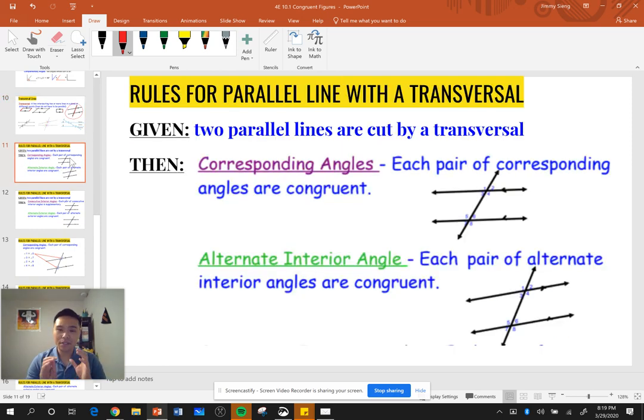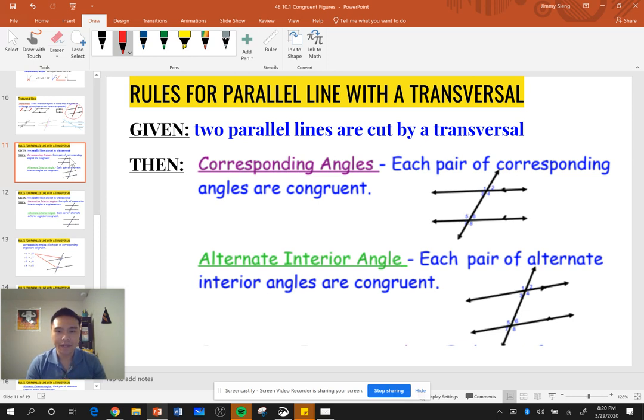I'm going to go through definitions first, then what it looks like, and then more examples that apply to each definition. Given that I have two parallel lines cut by a transversal line, we have the following four. First, corresponding angles are congruent to each other. I want you to understand these words. Corresponding means they're in a similar position, on the similar side of things.